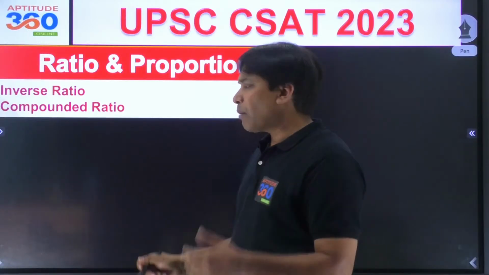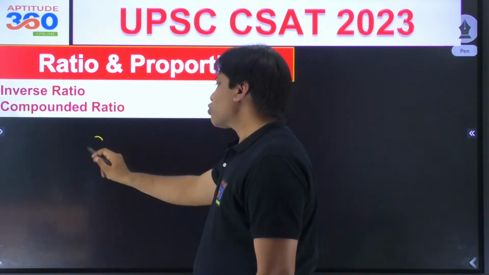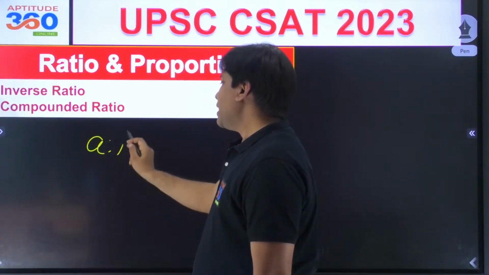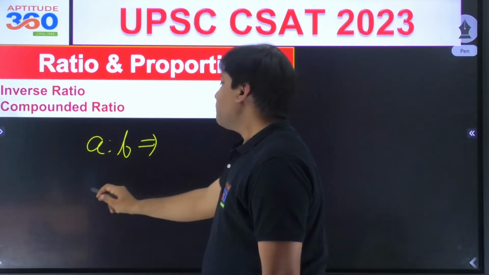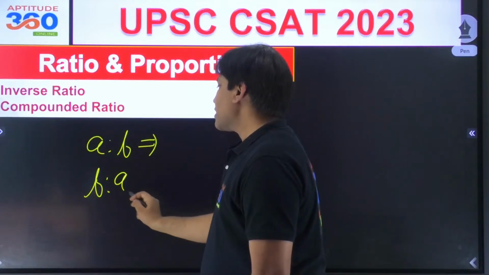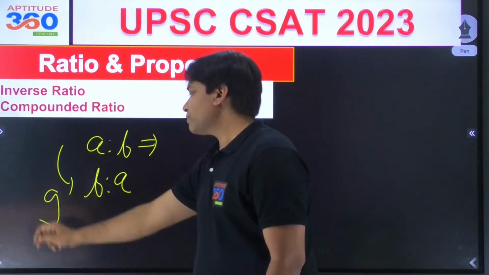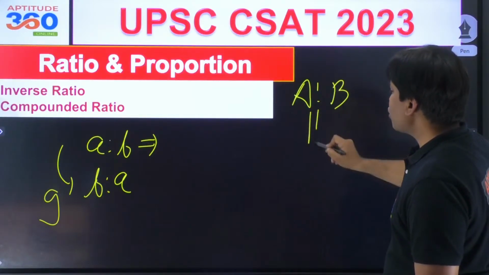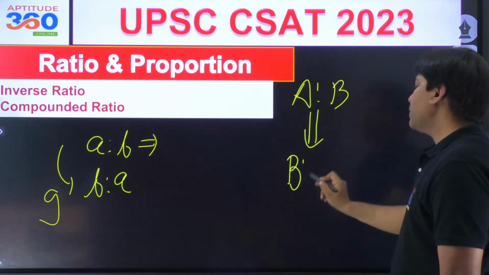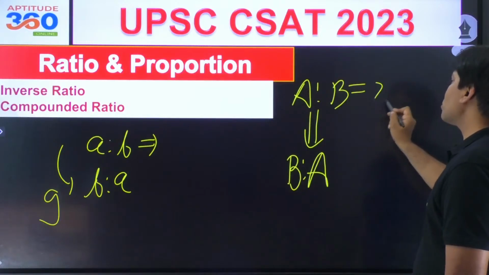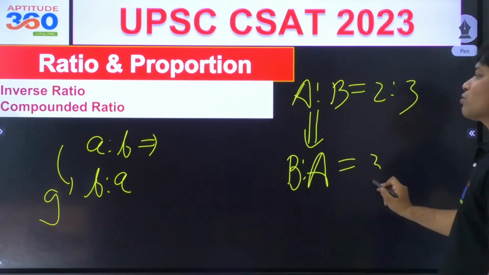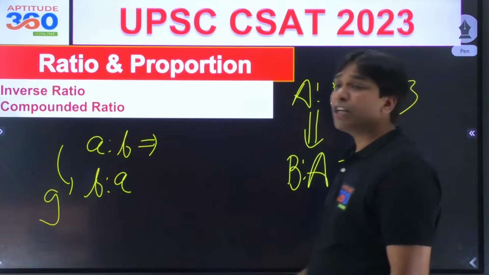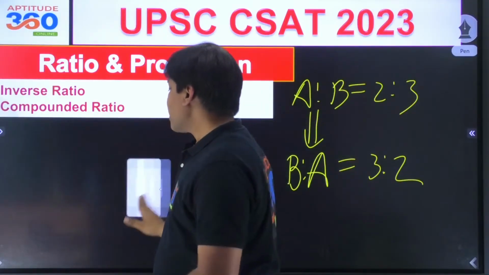Very simple things. Probably you may already know, what do you call the inverse ratio? Like A is to B, what will you say B is to? This is the inverse ratio. So the inverse ratio of A is to B is B is to A. If it is 2 is to 3, then this is going to be 3 is to 2. What is the value of compounded ratio? Compounded ratio is something like this.